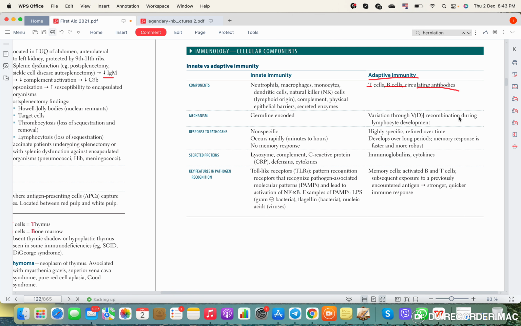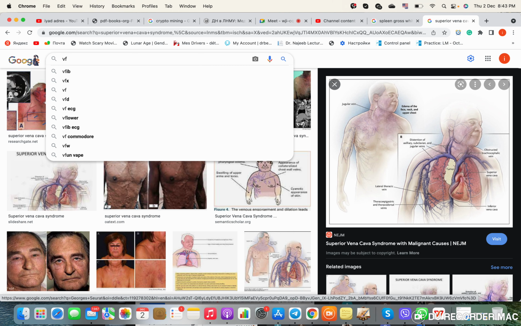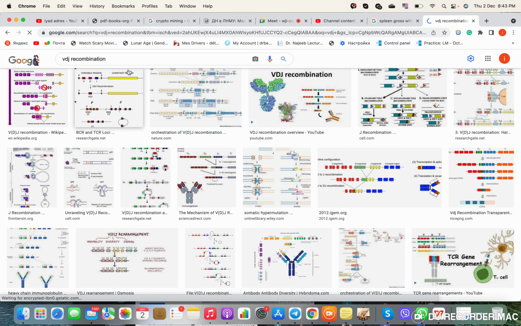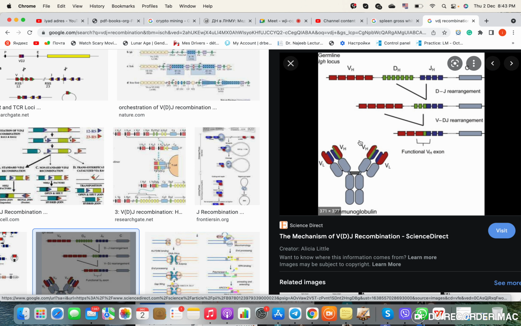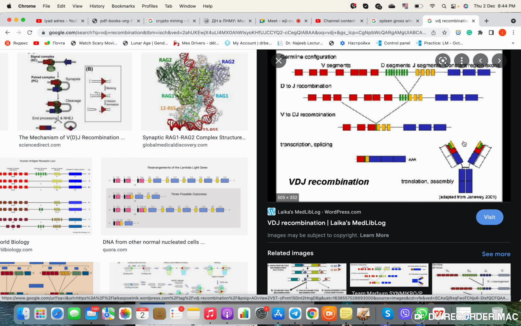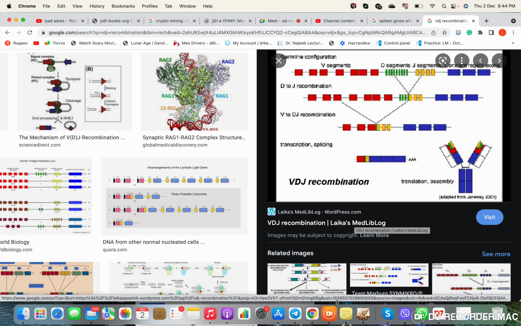So there is something called VDJ recombination. To explain what this VDJ recombination is, you need to know what an antibody is. Basically, you have something called the variable region, which is located in your antibody. This is an immunoglobulin. It has this area, which we call a variable region. That variable region is made by the process of VDJ recombination. I will be explaining the VDJ recombination process in the next class.